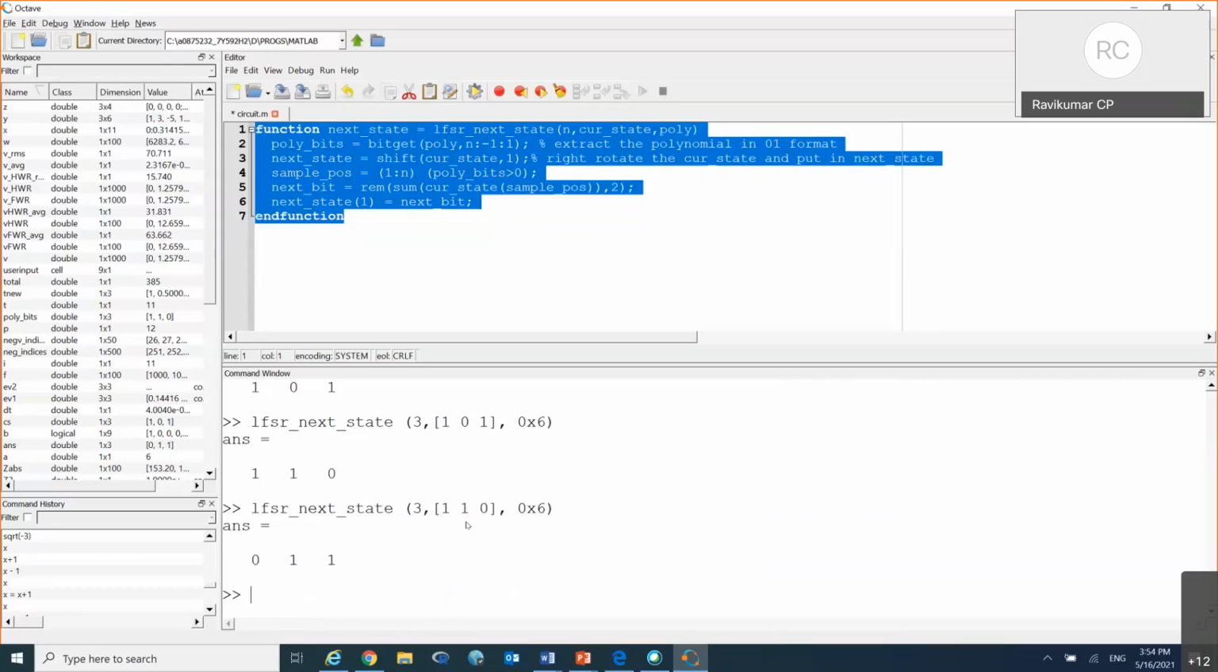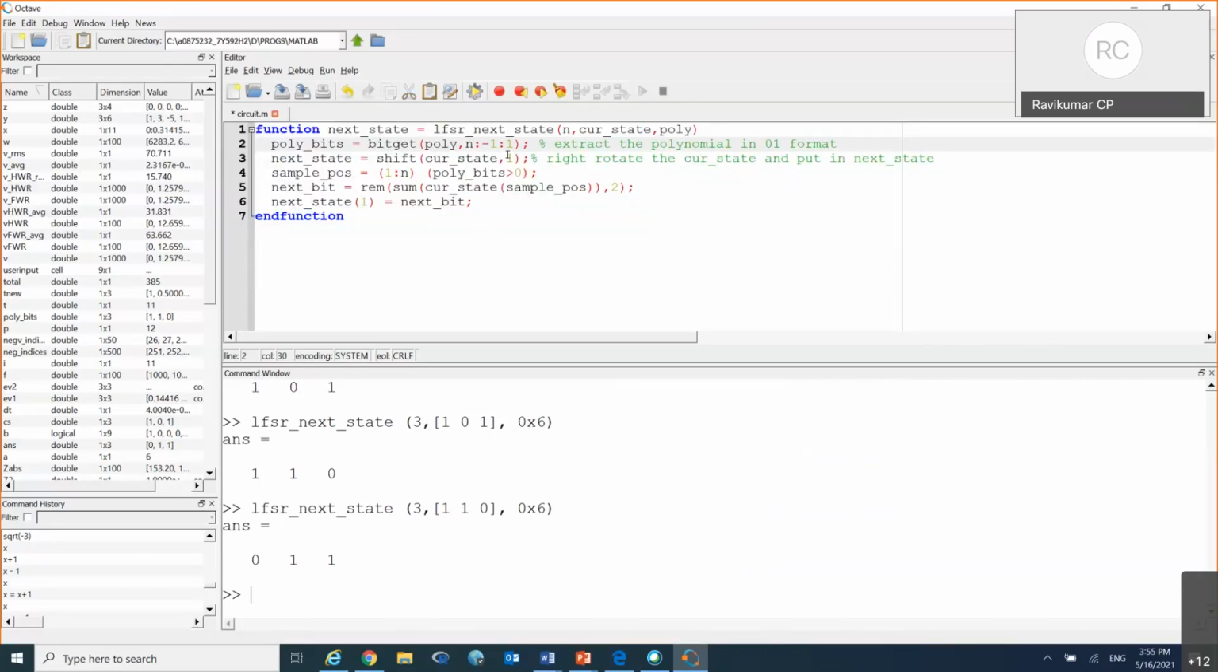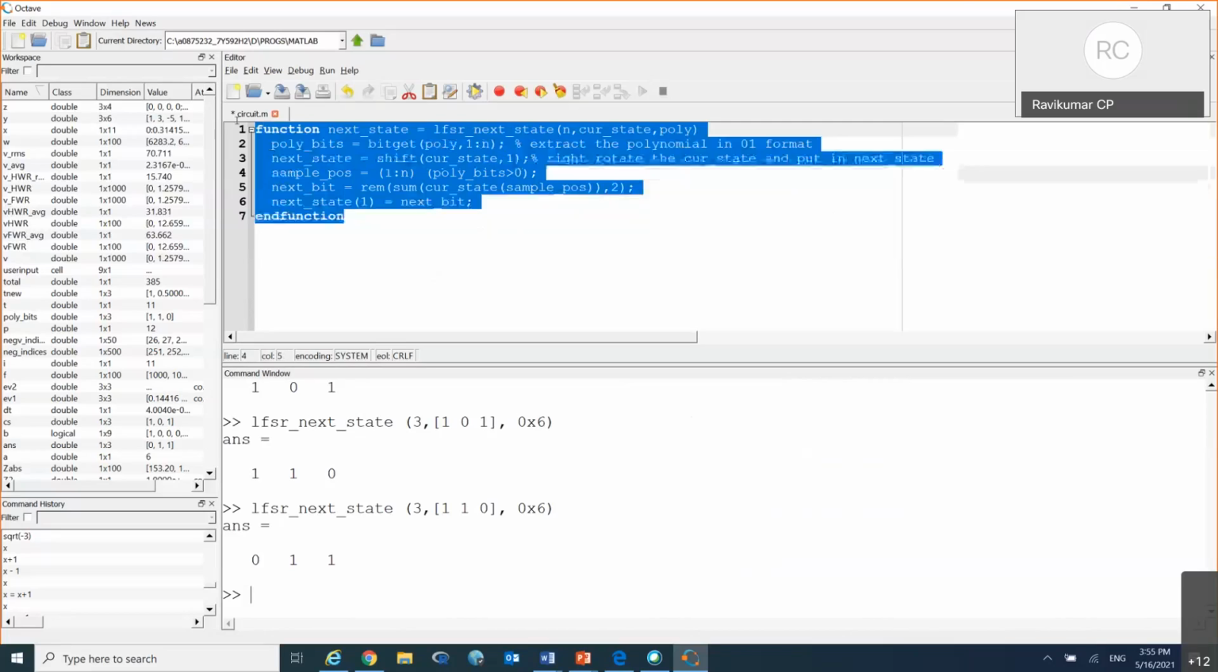See, I think unfortunately I have given this 1 1, so it is sampling the last 2 bits. So I think this n:1 may not be the best way. So maybe I should have written 1:n because I am looking at the flip flops in this direction. Let's try this.